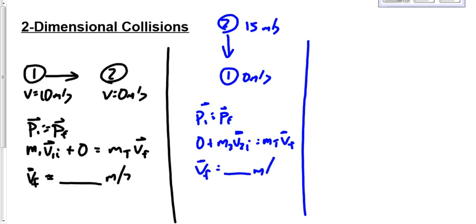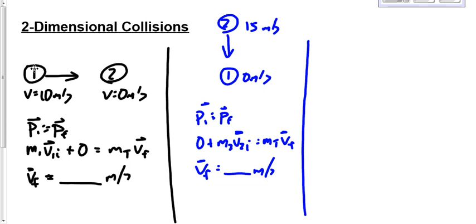Assuming they stick together, there's only one object with a VF, right? If they don't stick together, it's no big deal. You would just say M1 V1F plus M2 V2F. Hey, nothing new. We spent 4 days doing this now, including our lab day, doing these one-dimensional, or sometimes we call them collinear collisions like this. But what about this?